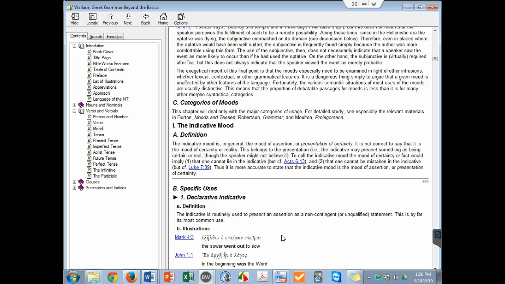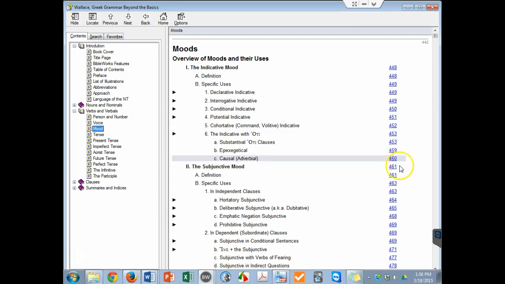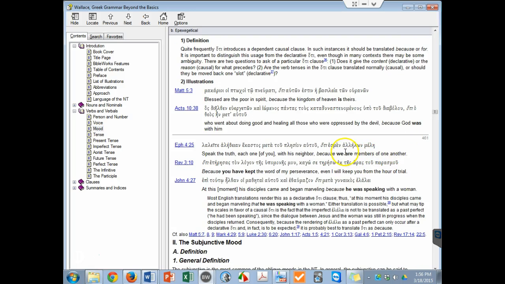It seems like when you talk about the causal OT, which page? Of course it says that sometimes we need to make a difference between declarative and causal. Wasn't that something that Carson was talking about? Like the translation sometimes as since.